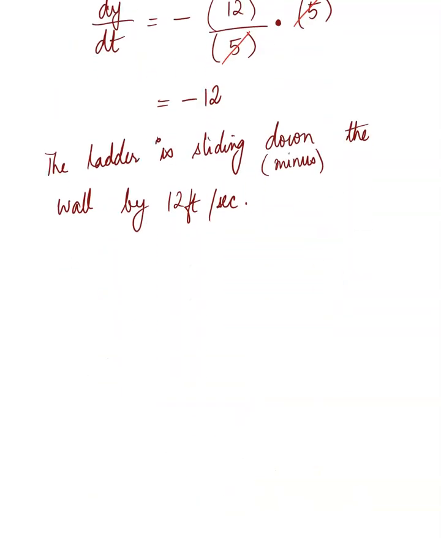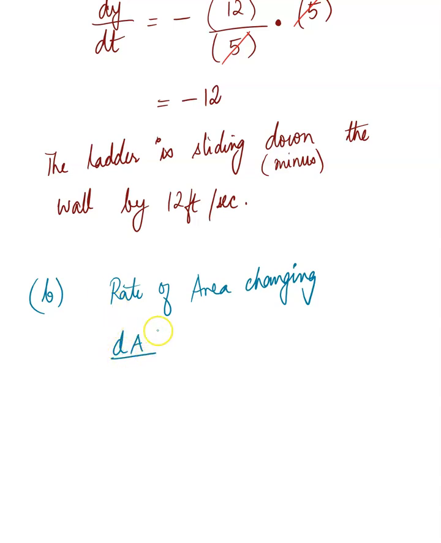So right here, for part B, the focus is area. So what's the rate of area changing? If I were to rewrite this in symbols, that's dA over dt, right? That is what is missing.